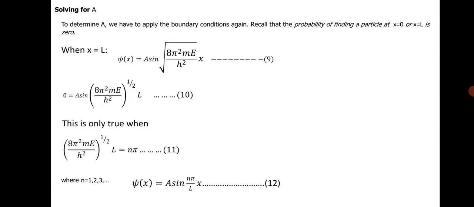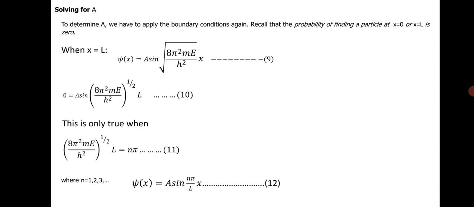The next step is to solve for A. To determine A, we have to apply the boundary conditions. Again, to recall, the probability of finding the particle at x equal to 0 or x equal to L is 0. So therefore, psi of x is equal to a sin of the square root of 8 pi square mE by h square into x. When x is equal to L, we will have 0, meaning the probability of finding the particle, I mean the wave function psi, becomes 0 at x is equal to L.